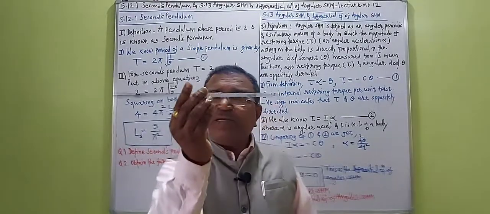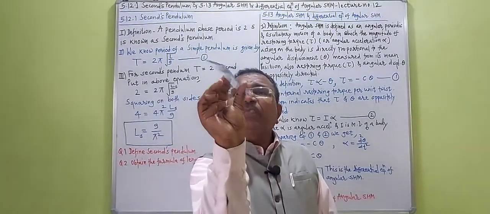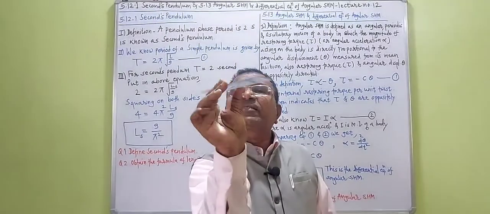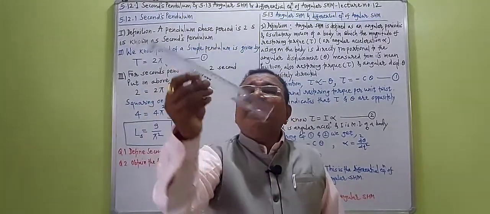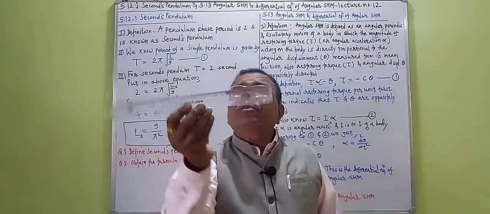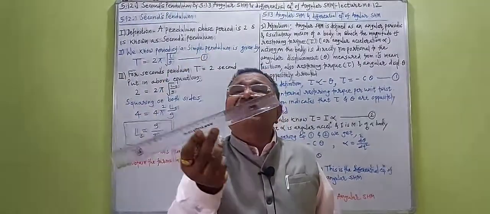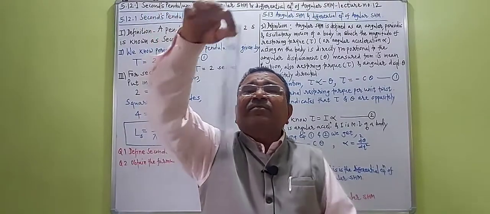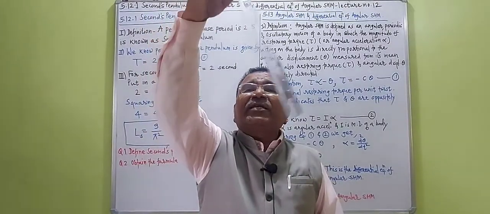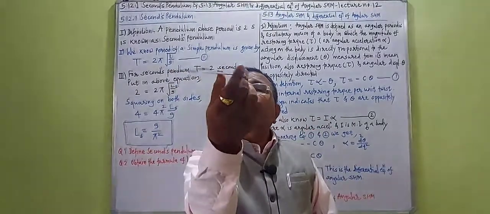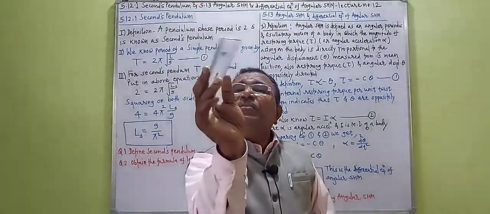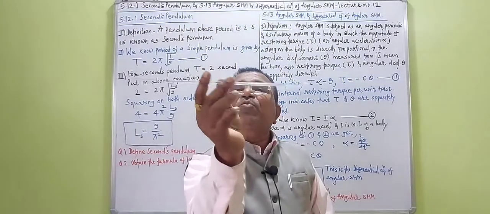What is angular SHM? Suppose this is a body. That body is oscillating like this. This is called angular SHM. The body is oscillating to and fro like this. This is angular SHM. This is linear SHM, that we learned. But this is angular SHM. Like this. And for that purpose, there is a rotational motion.